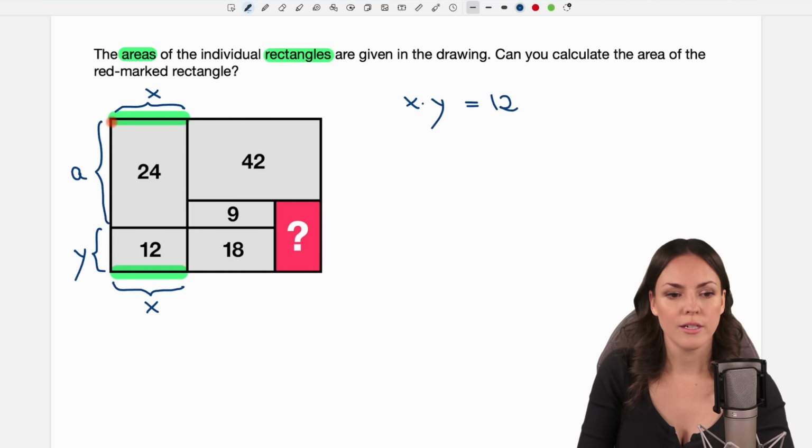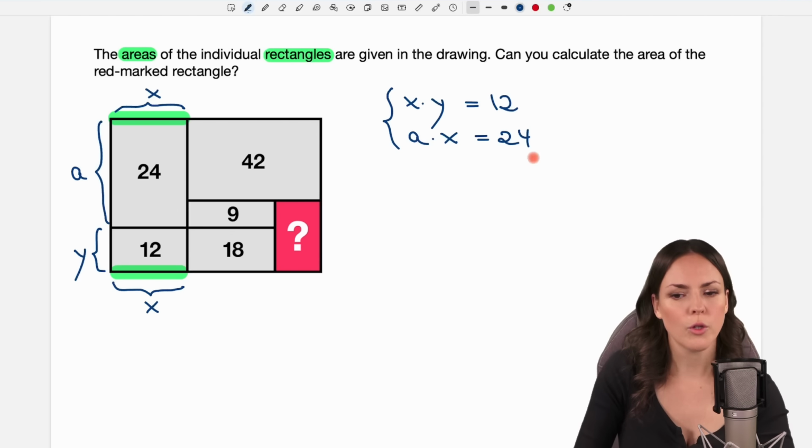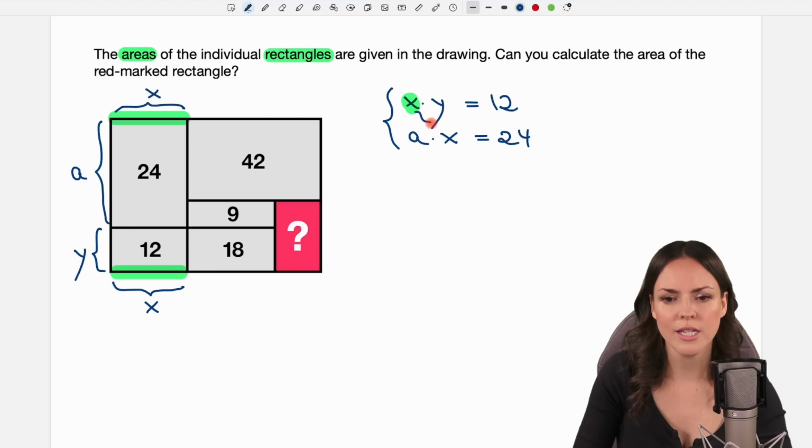As an equation, we know that a times x equals 24. So a times x equals 24. So we have a system of equations here now. We said that we want to get rid of a. I want to use both equations for that. So maybe let's solve the first equation for x. And after we've done that, we're going to insert it then for x here into the second equation.